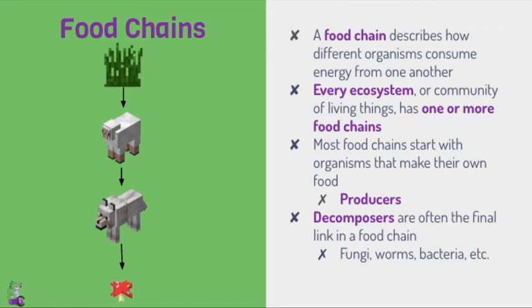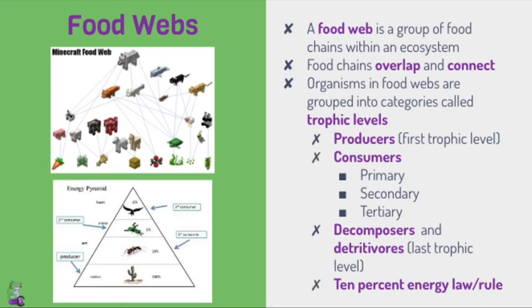Now we have something a little bit more complex, our food webs, and a food web is a group of food chains within an ecosystem. Most living things eat more than one type of animal or plant, obviously, so their food chains overlap and connect. For example, the wolf that ate the sheep may also eat another organism, like a fox. This makes the wolf a part of two food chains, thus a food web. So a combination of food chains is a food web.